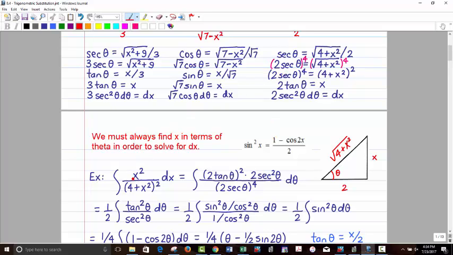So I have to replace x squared with 2 tan theta squared. Now the dx is right here: 2 sec squared theta d theta. That's your dx. And then on the bottom we have 2 sec theta to the 4th.